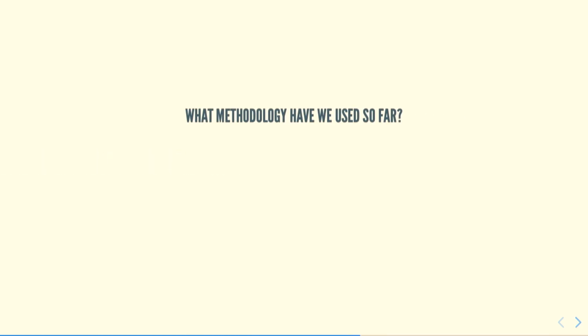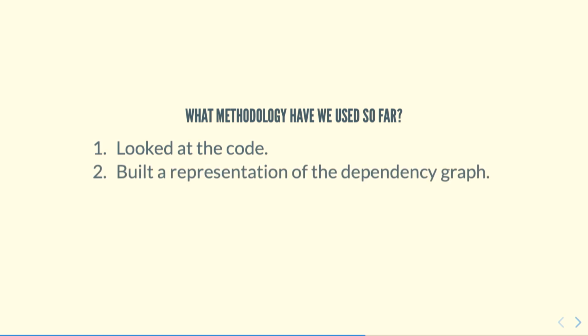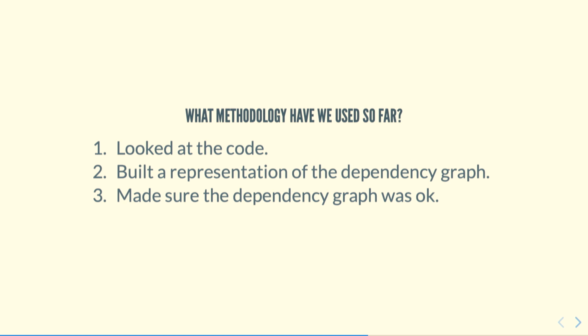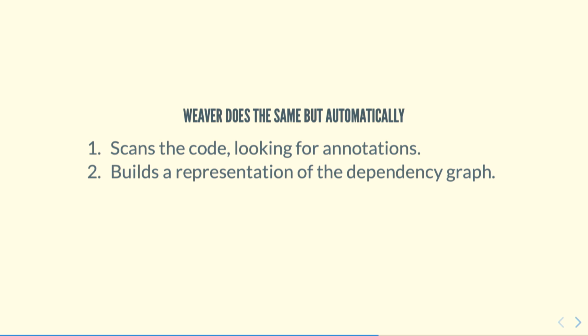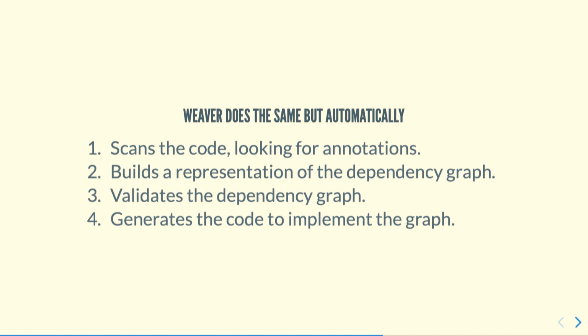So just to come back to what we've just done, what methodology have we used? We just looked at the code. We built a representation of the dependency graph for each step. We made sure the dependency graph was OK and fitting our architecture. And we used the DI technique to implement the graph. Well, Weaver does the same, but automatically. It scans the code looking for annotations. It builds a representation of the dependency graph in memory. It validates this dependency graph, so it's looking for cyclic dependencies, unresolvable dependencies, this type of stuff, and it's going to fail at compile time if there is something wrong with it. And it's going to generate the code to implement the graph in the end, and you're going to be able to use this code in your code base.